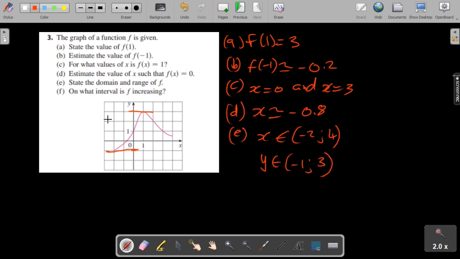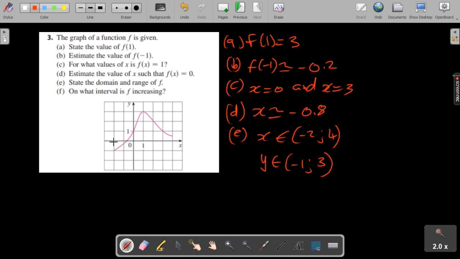Then the last question says, on what interval is f increasing? So for an increase, as you move from left to right, or as x increases, we expect y to increase. So that's how you determine places where you have an increase. In other words, as you move from left to right, what happens to the y? And we're looking for a case where the y is increasing. So always look at the y when you answer these questions as you move from left to right.